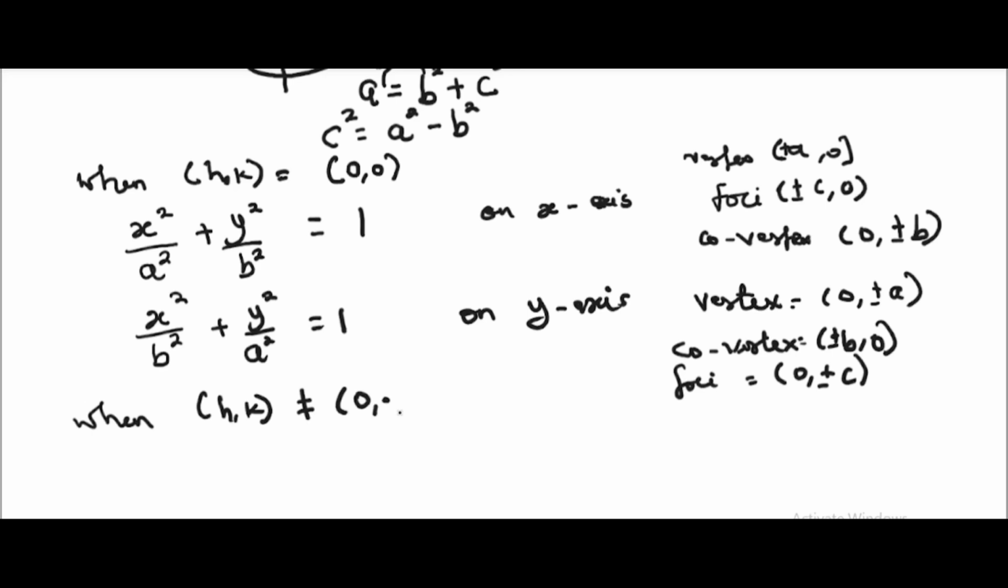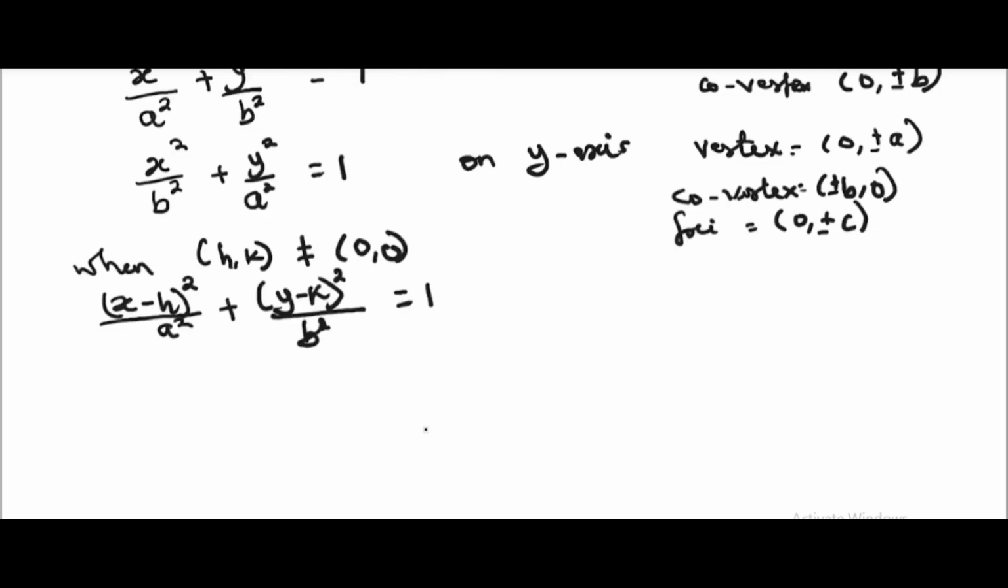So now we're going to be having (x minus h) squared over a squared plus (y minus k) squared over b squared is equal to 1. That's just the difference.